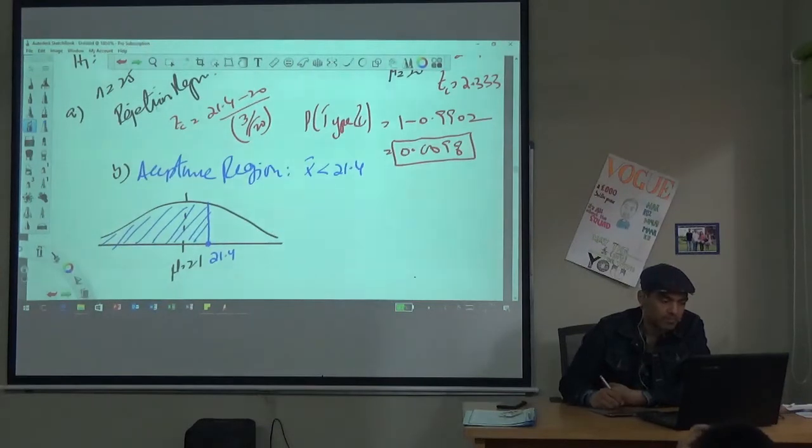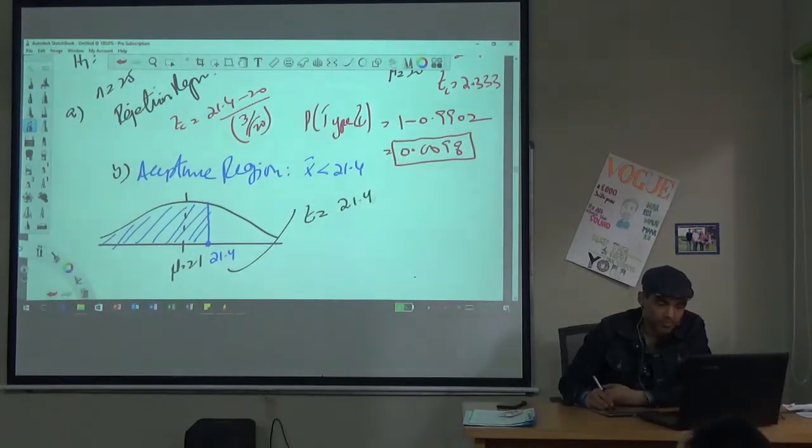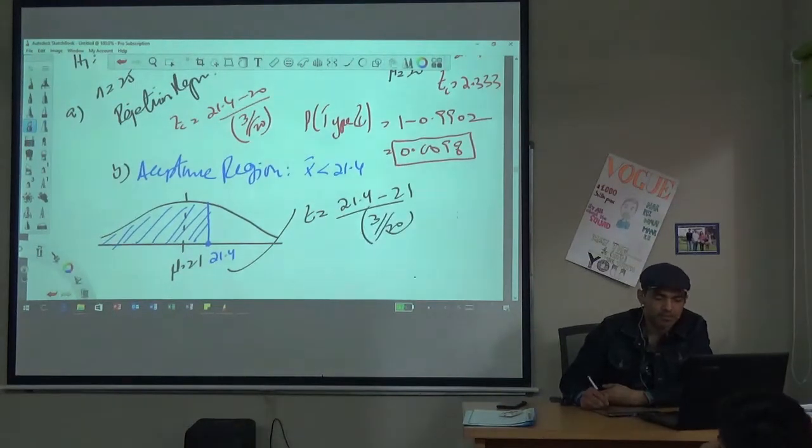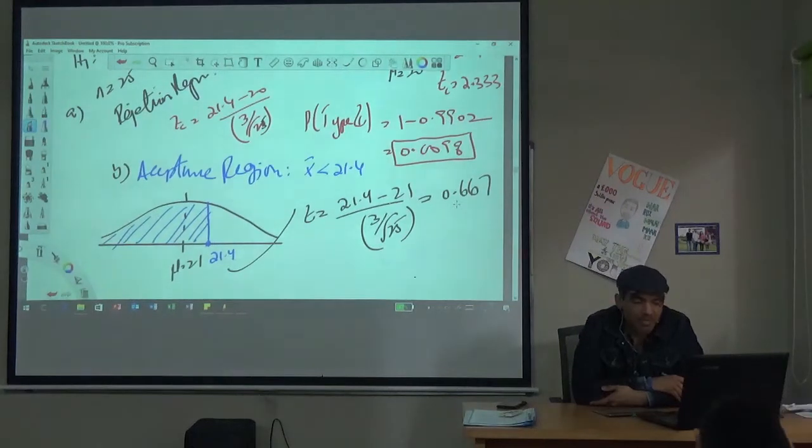So, same procedure, we convert to the z value. 21.4 minus 21 divided by 0.6, 25, 225? Yeah. Okay. 0.667. Are we getting 0.667?